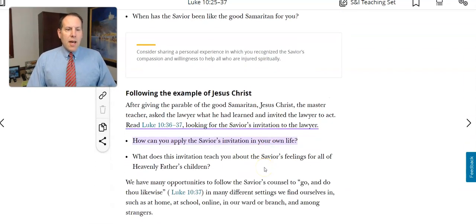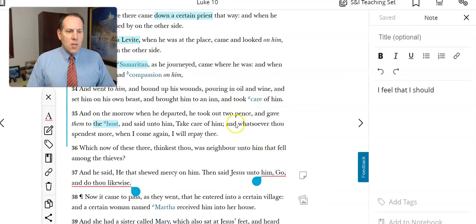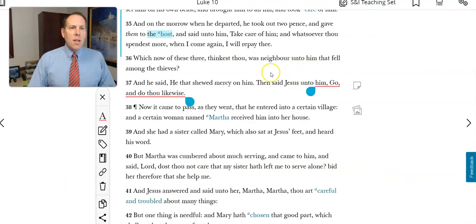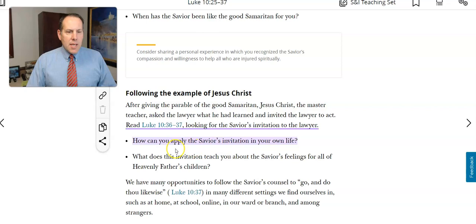Well, we do have another opportunity to mark, and I think this is a good one as we finish up the parable and we're getting to some application of it. Look at verses 36 and 37, and would you mark the Savior's invitation to the lawyer? Just underline it in your scriptures. So as you look there, you'll see that at least this is what I'd underline. Go and do thou likewise. And so we're going to have time to really talk about what does that mean? What does it mean to go and do thou likewise? But you can see how you can apply the Savior's invitation in your own life.